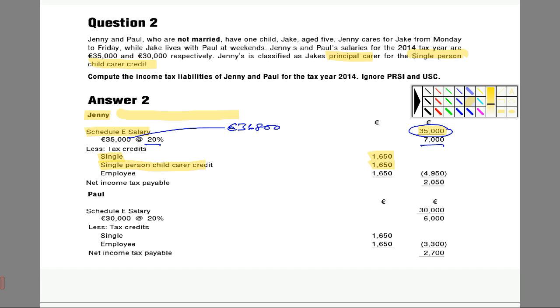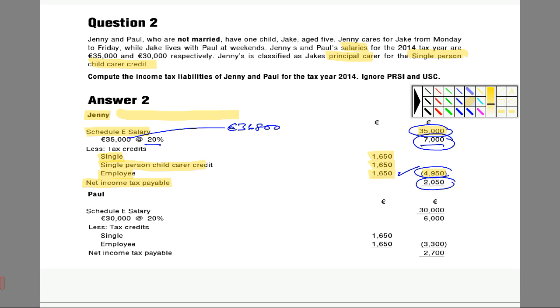What does she have over and above that? Well, we're told above that they both have salaries. She must get the employee credit. And we know from our studies, hopefully, that is 1650. So there's another 1650 to add into the pot. We simply take each of those credits to get to 4950, and then we're simply looking at the difference between the total liability and the tax credits being 2050. Okay? And they clearly state, obviously here, net income tax payable. So that's Jenny dealt with.